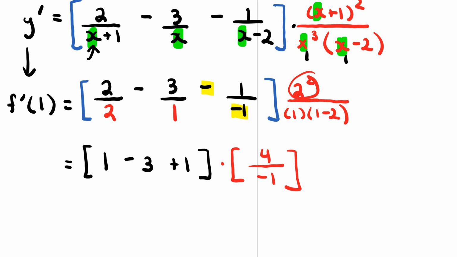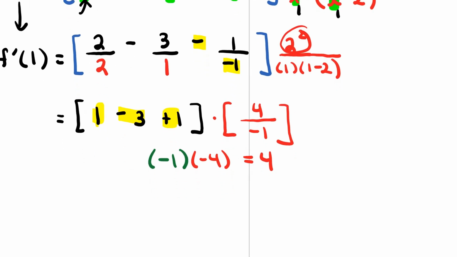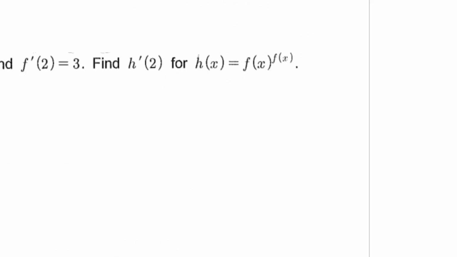Okay, so let's go ahead and finish the math here. So 1 plus 1 is going to be 2, and then 2 minus 3 is going to be negative 1. So this will be negative 1, and then we're going to multiply that by negative 4. And my final answer here is going to be positive 4. So the derivative when x equals 1 has a value of 4. So the slope is 4 in that particular example. Okay, all right, let's move on to the very last question here.